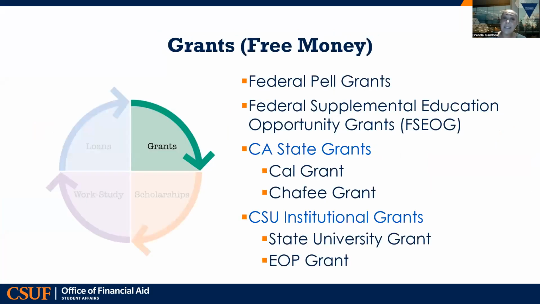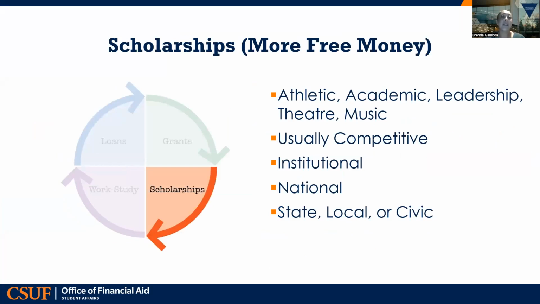So the grants are free money. This is money that you don't have to pay back. That includes federal Pell Grants, the Federal Supplemental Educational Opportunity Grant, also known as FSEOG. Then we have the California State Grants, which includes Cal Grant and Chafee Grant. And then we have the CSU institutional grants, such as the State University Grant and EOP. When it comes to scholarships, again, it's free money, money that you don't have to pay back.